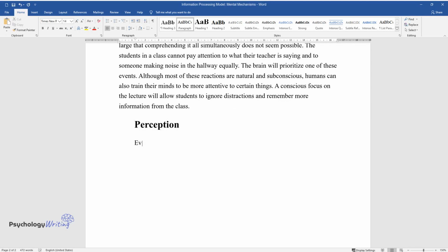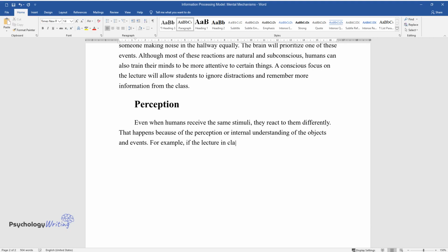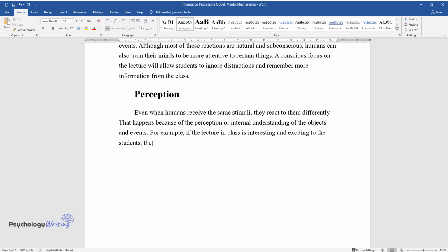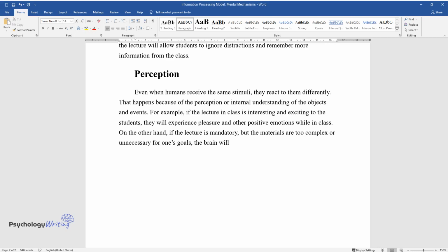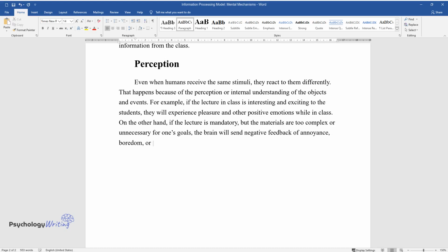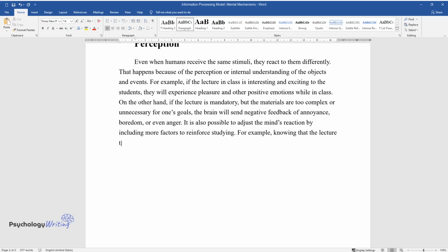Perception. Even when humans receive the same stimuli, they react to them differently. That happens because of the perception or internal understanding of the objects and events. For example, if the lecture in class is interesting and exciting to the students, they will experience pleasure and other positive emotions while in class. On the other hand, if the lecture is mandatory, but the materials are too complex or unnecessary for one's goals, the brain will send negative feedback of annoyance, boredom, or even anger. It is also possible to adjust the mind's reaction by including more factors to reinforce studying. For example, knowing that the lecture topic will be in a final test may help pay more attention to the materials.